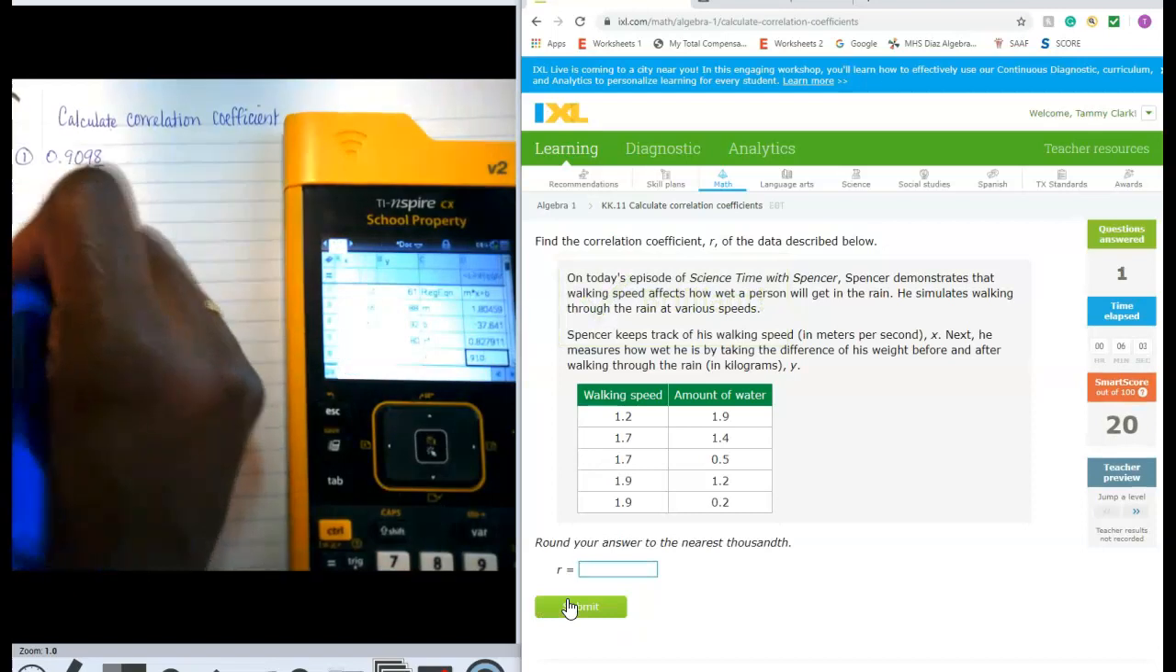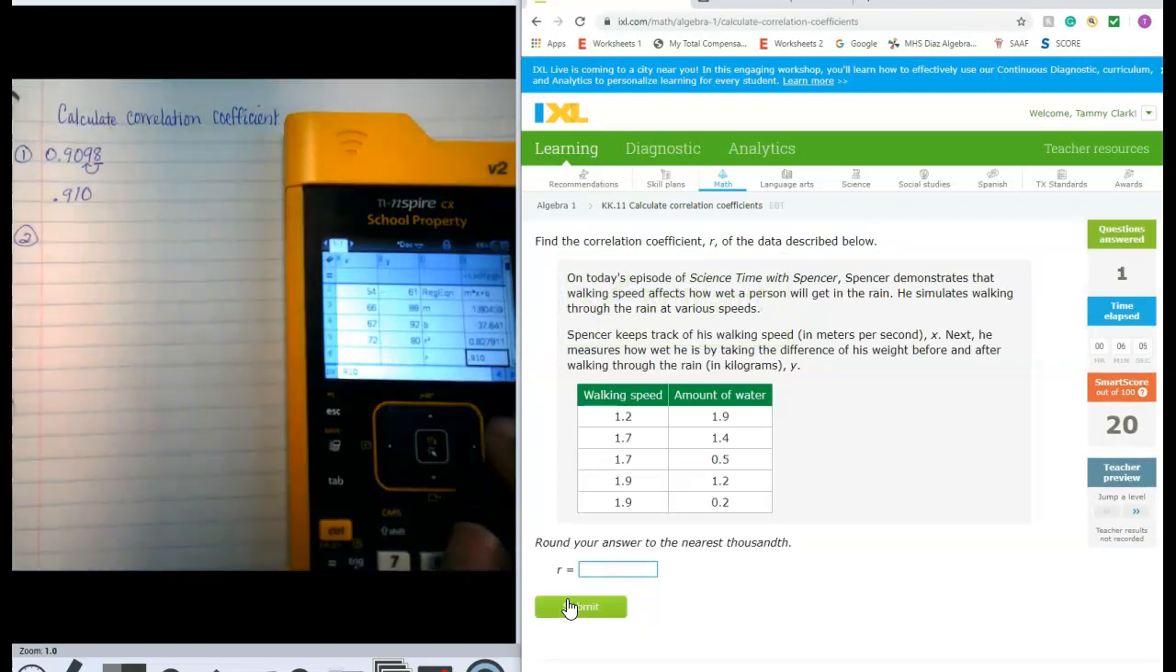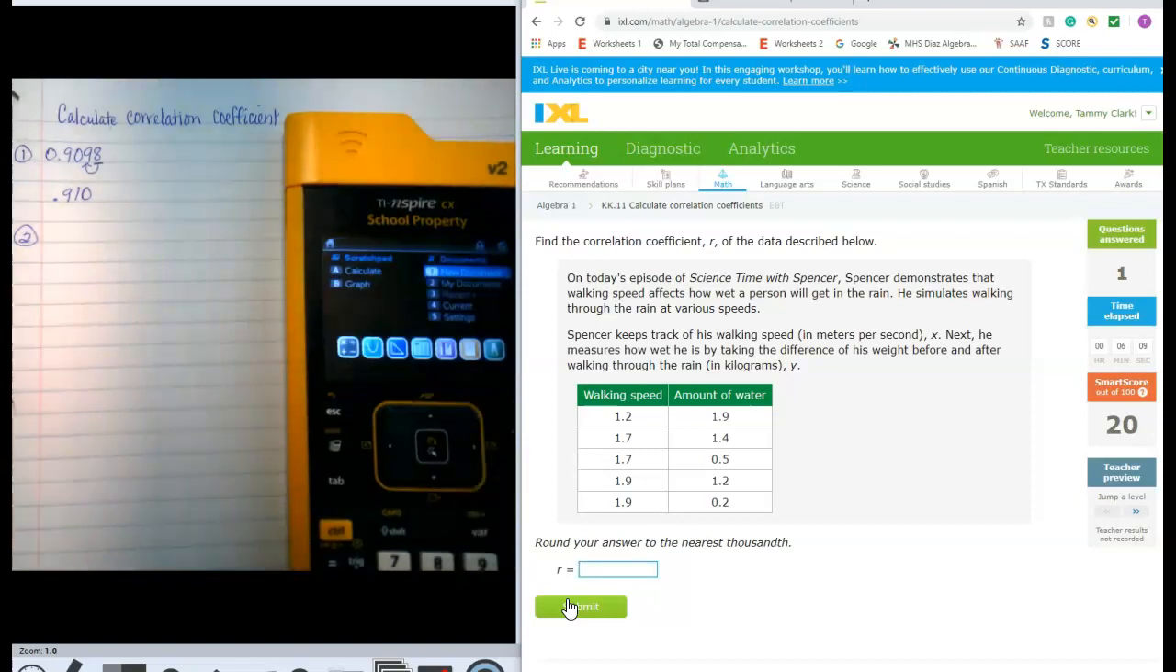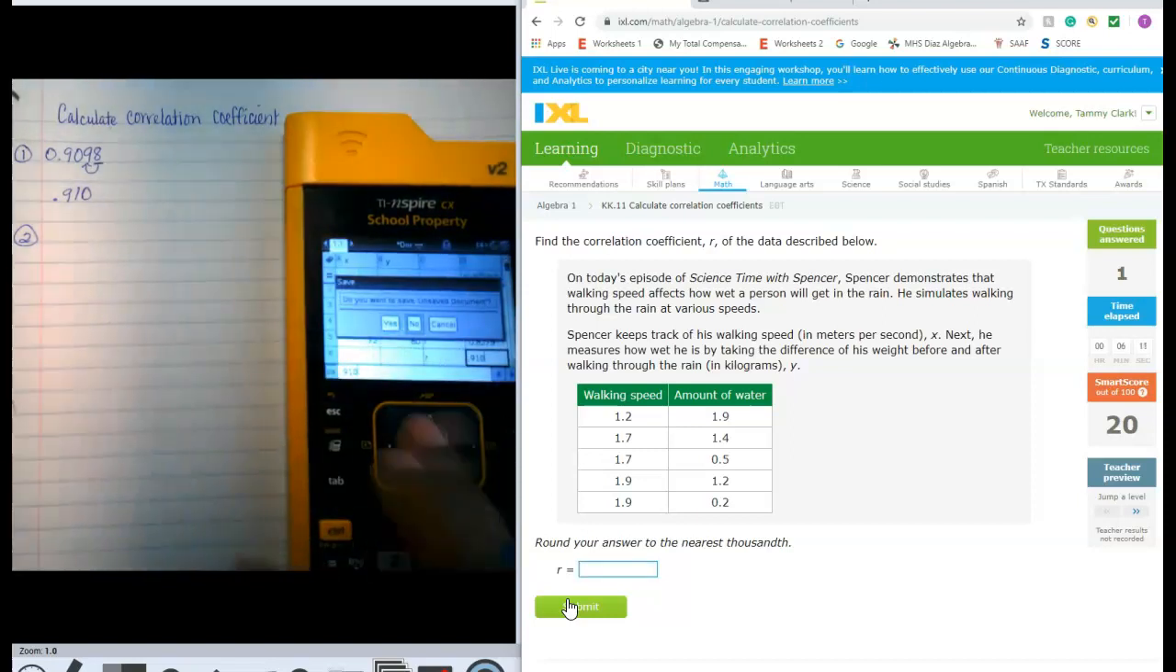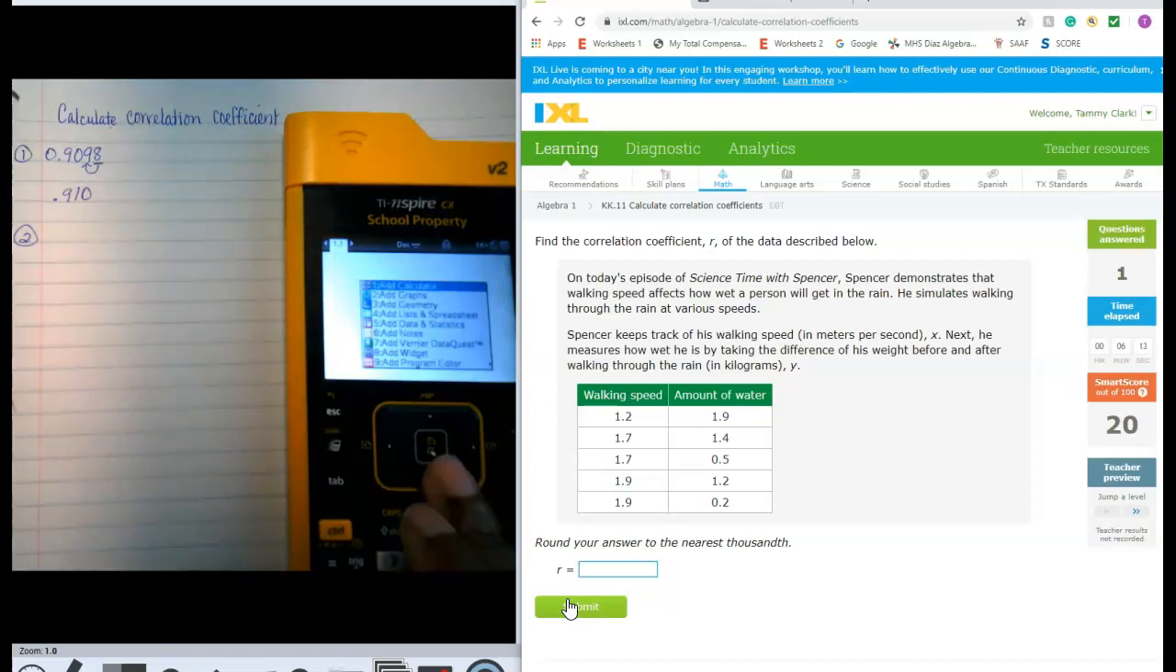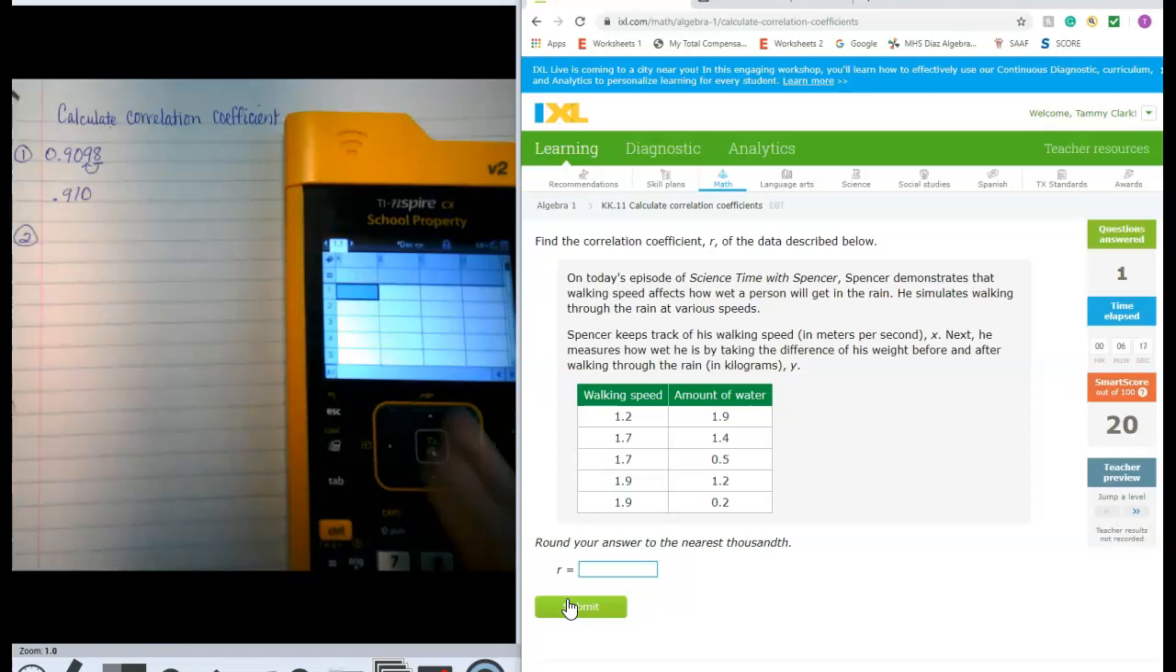Let's look at number 2. I'm going to clear out the calculator by pushing New Document. And again, we're going to go to List & Spreadsheets, and we're going to get ready for our data.